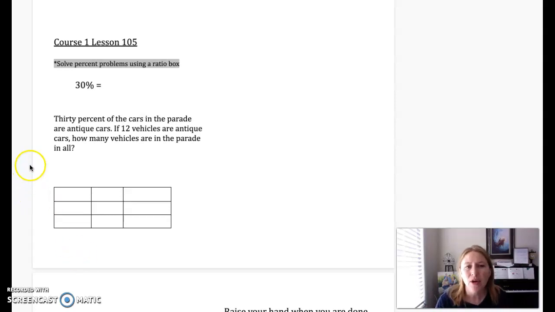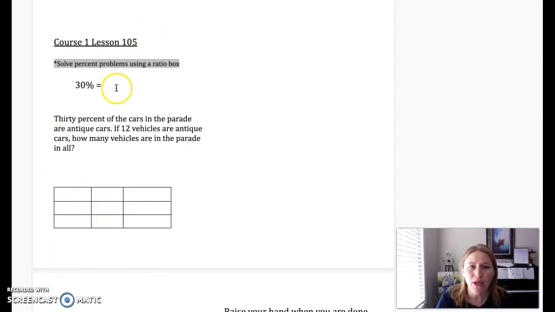So it says right here, 30% of the cars in the parade are antique cars. If 12 vehicles are antique cars, how many vehicles are in the parade in all? And that's kind of like an overwhelming question before we put it out, but let's put out what we know and see how to do this.